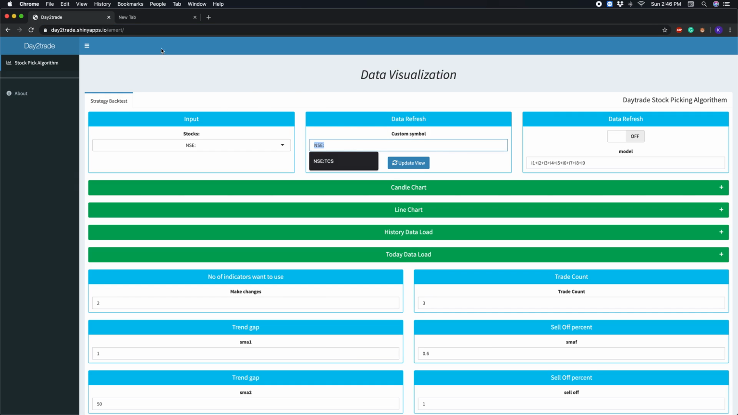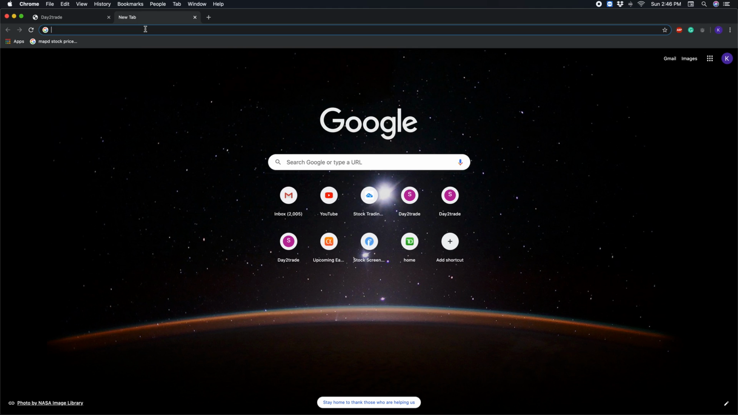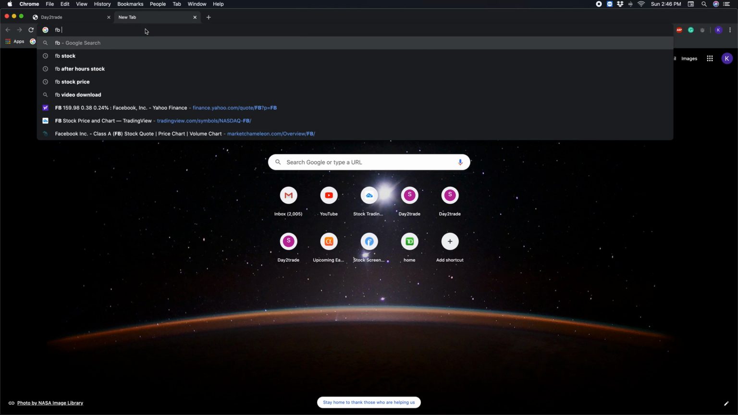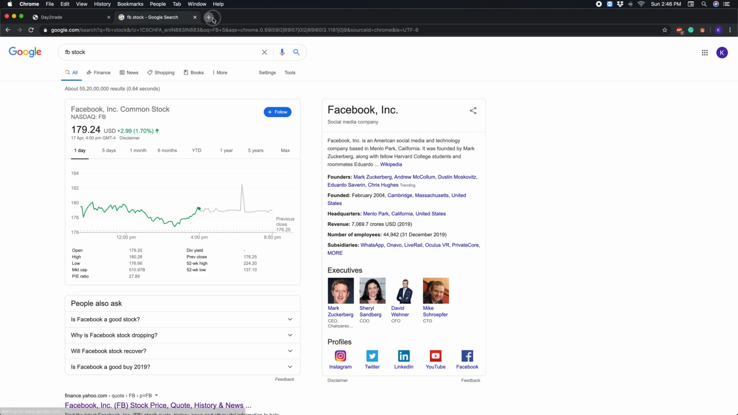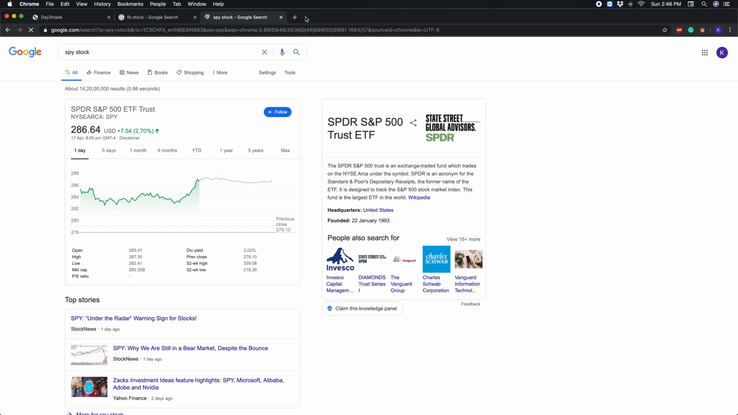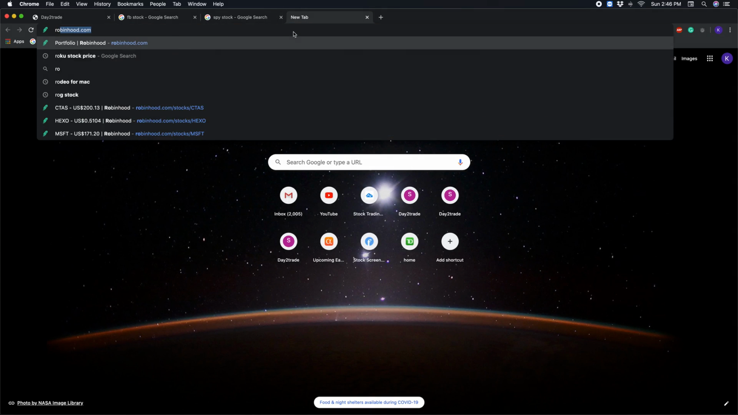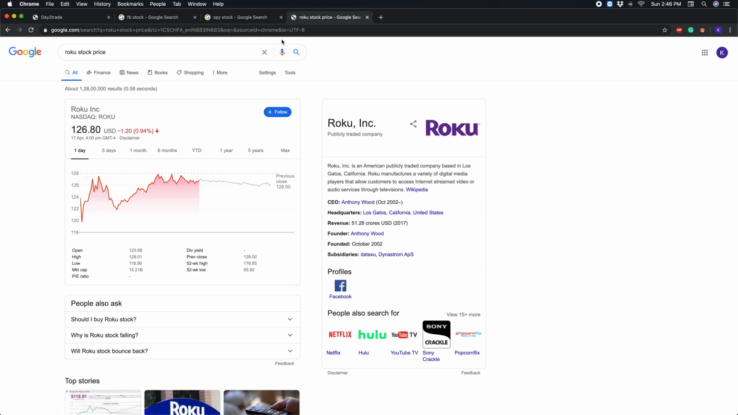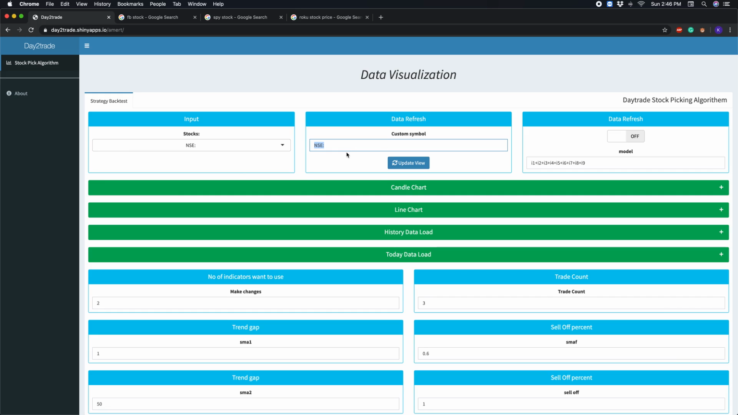So I'm going for a set of stocks now. I'm taking FB stock. I'm using SPY. I'm using Roku. Okay. So these are the different stocks I want to go through, and I want to show you how the performance is in terms of my analysis and algorithm.